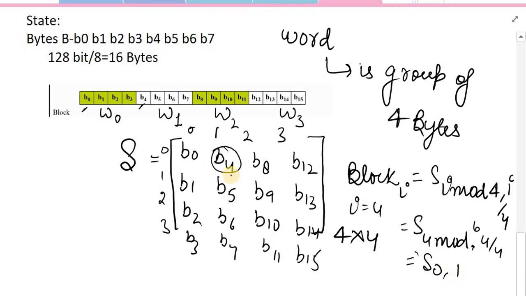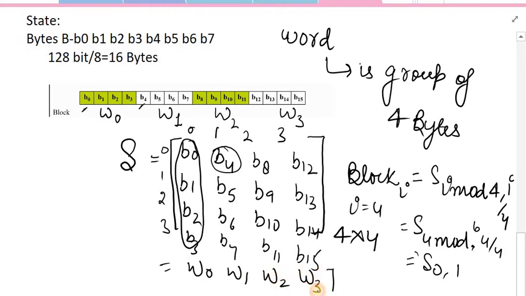So you can use the formula, otherwise you can follow the sequential procedure, like filling the columns of your matrix in byte sequential order. And also the sequence of 4 bytes acts as a word. So this column can be treated as one word, this is another word, this is another word, and this is another word. Now this state can be represented as W0, W1, W2 and W3.